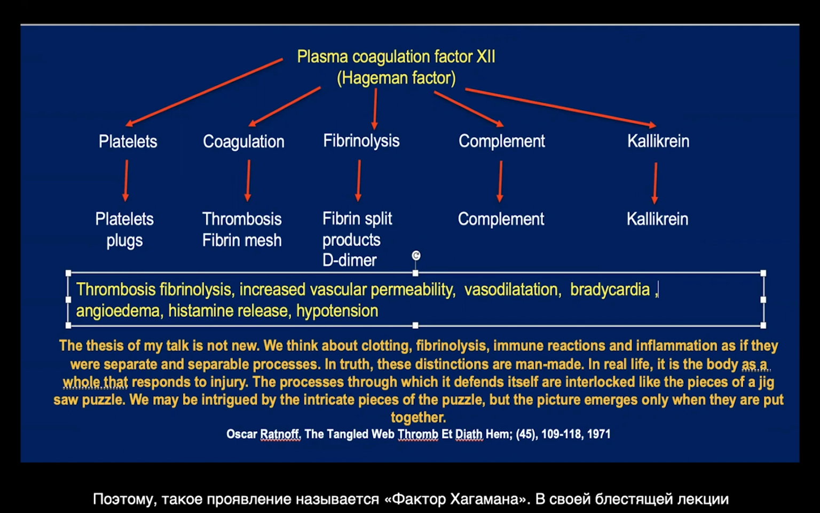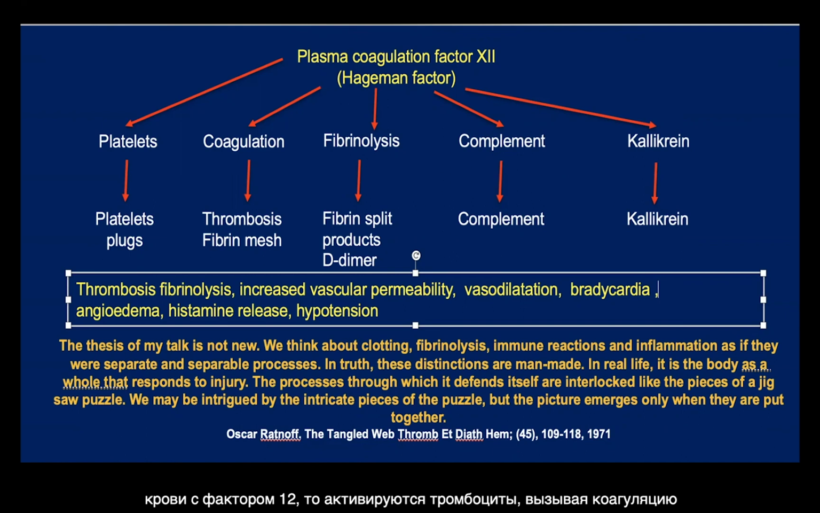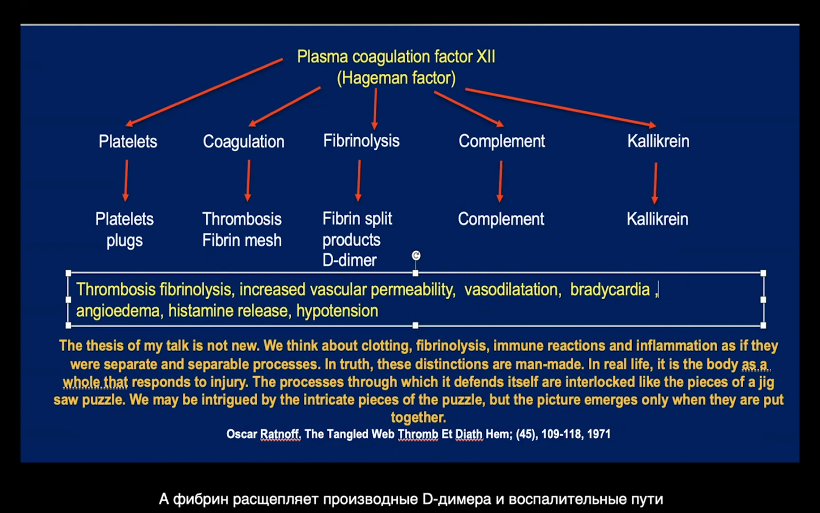And this brilliant lecture showed that Oscar presented 4 experiments done before the turn of the 20th century that showed when contact activation of the blood occurs through factor 12, platelets are activated, producing platelet plugs, coagulation with fibrin and thrombosis, fibrinolysis with the destruction of those clots and fibrin split products and D-dimer, and also the inflammatory pathways of complement with the IL-1, IL-6, cytokine storm. That's where the cytokine storm is.